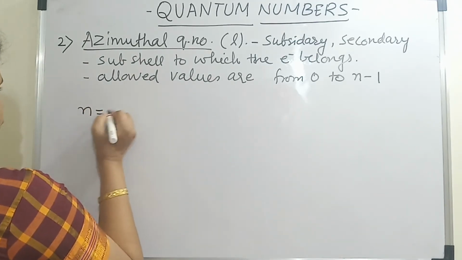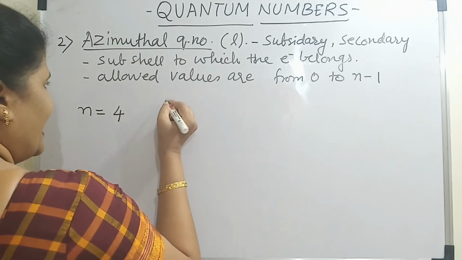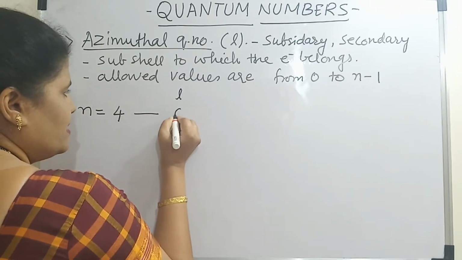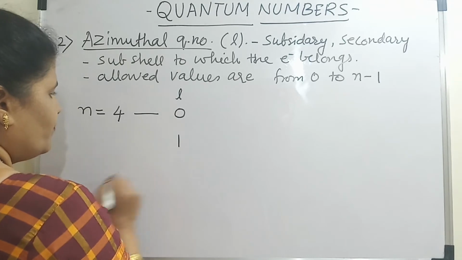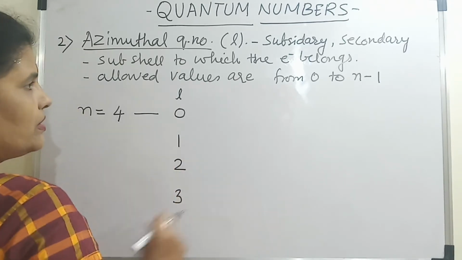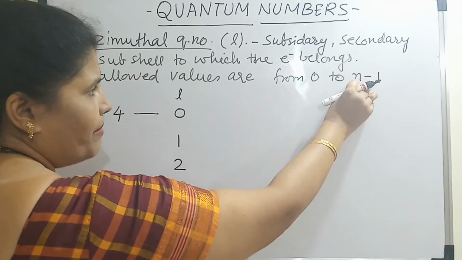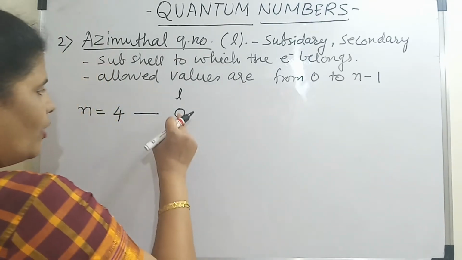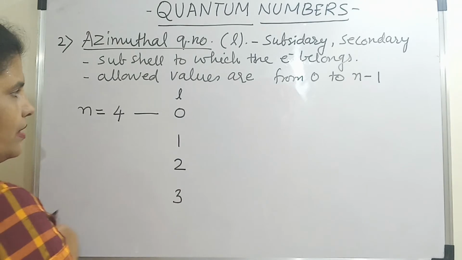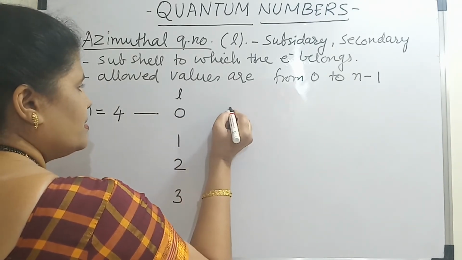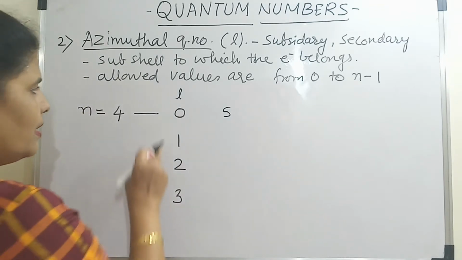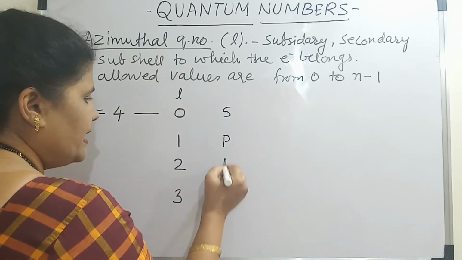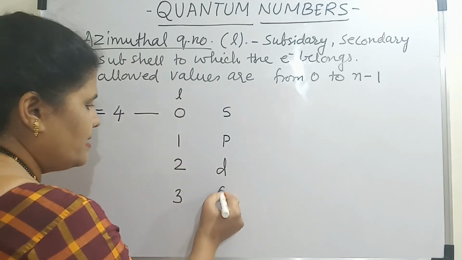If n is equal to 4, then what are the allowed values of l? The first value I will have is 0, second value will be 1, next will be 2 and 3, because I will start from 0 and go to n minus 1. n minus 1 will be 4 minus 1, so I have to move up to 3. So, I got 0, 1, 2 and 3. Students, when l value is 0, this is the s subshell to which the electron belongs. If l is equal to 1, then it is p subshell. l is equal to 2, then it is d subshell. And l is equal to 3, then it is f subshell.